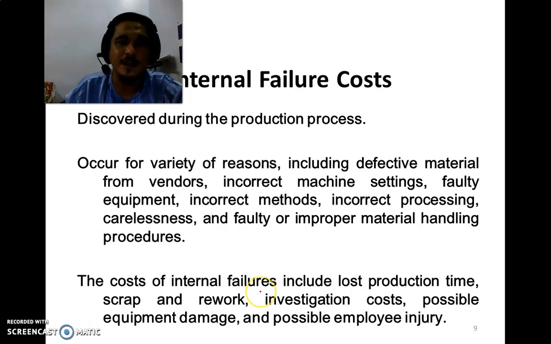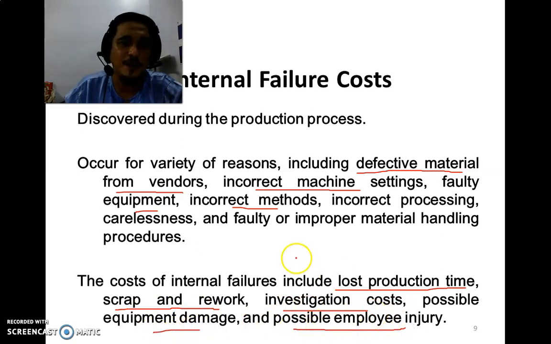Then internal failure cost. This has a variety of reasons, including defective material from the vendor inside the production system, incorrect machine setting, faulty equipment, incorrect method, incorrect processing, carelessness, and improper material handling procedure. So the cost of internal failure includes the loss of production time, scrap and rework, investigation costs, possible equipment damage, and possible employee injury.